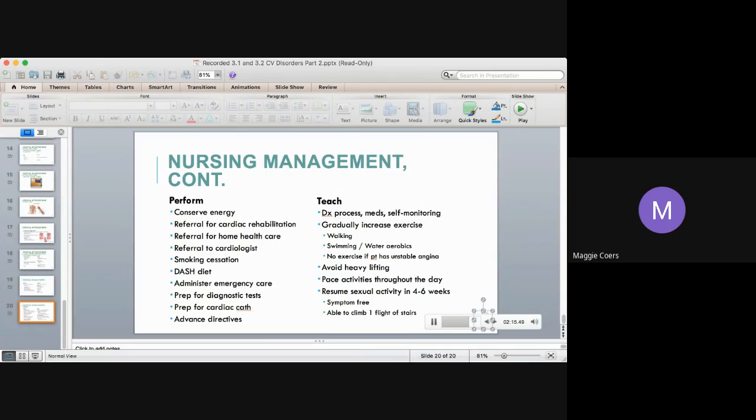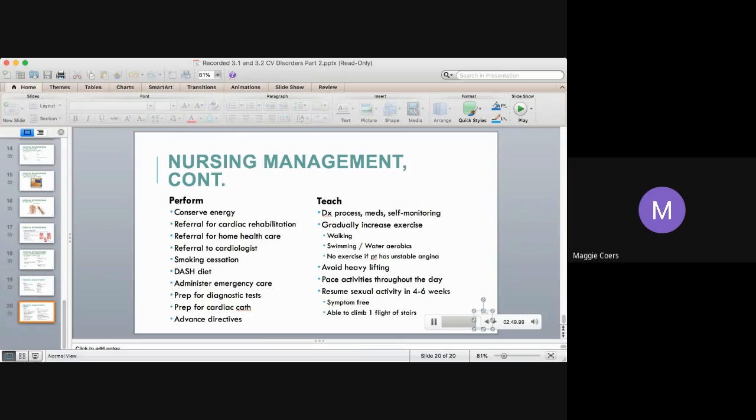So we teach the patient to monitor blood pressure and heart rate, and also their endurance level. If the patient has unstable angina, right after an MI, we want to hold off on exercise until cardiac rehab can start. Cardiac rehab has really improved outcomes for patients. The patient should lift no more than 5 pounds for about 6 months after the surgery, or possibly at least for a few weeks.